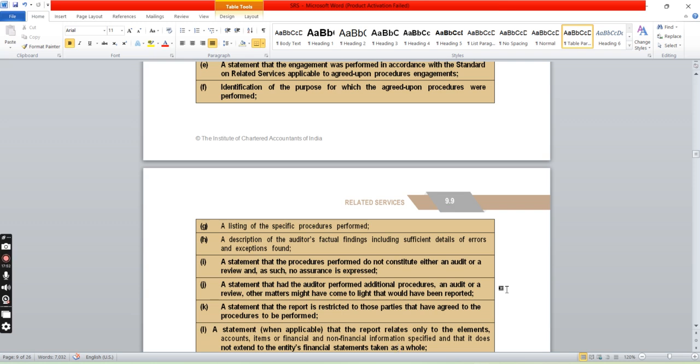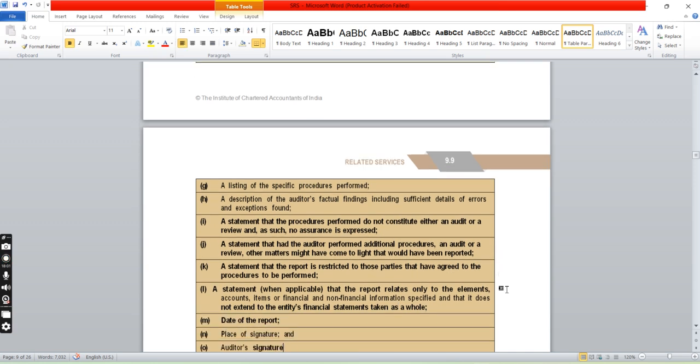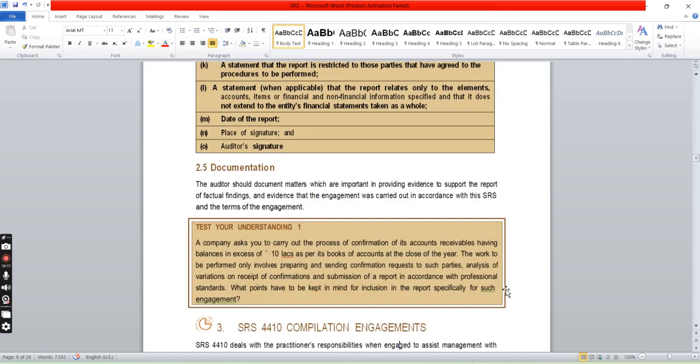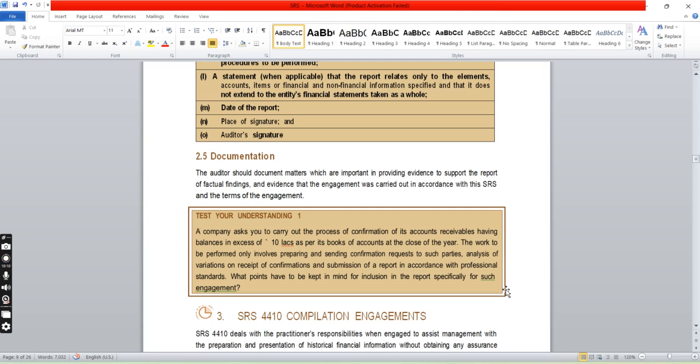A statement that report जो है is restricted to those parties that have agreed to the procedures to be performed. A statement when applicable that the report जो है relate करेगी only to the elements, accounts, items of financial and non-financial information जो भी specify है, and it does not extend to the entity's financial statement taken as a whole. Date of the report क्या है? What will be the place of signature and the auditor's signature? Then moving further, that is the documentation.